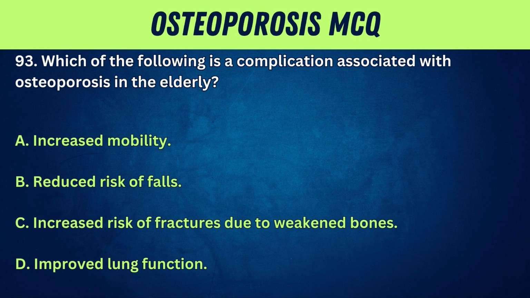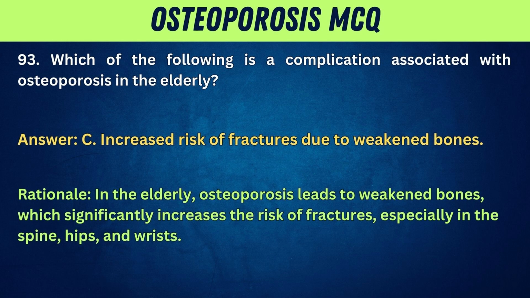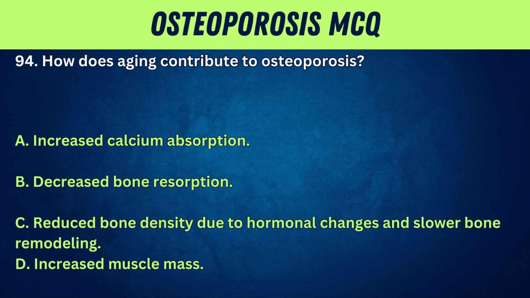A. Increased mobility. B. Reduced risk of falls. C. Increased risk of fractures due to weakened bones. D. Improved lung function. Answer: C. Increased risk of fractures due to weakened bones. Rationale: in the elderly, osteoporosis leads to weakened bones, which significantly increases the risk of fractures, especially in the spine, hips, and wrists. 94. How does aging contribute to osteoporosis?